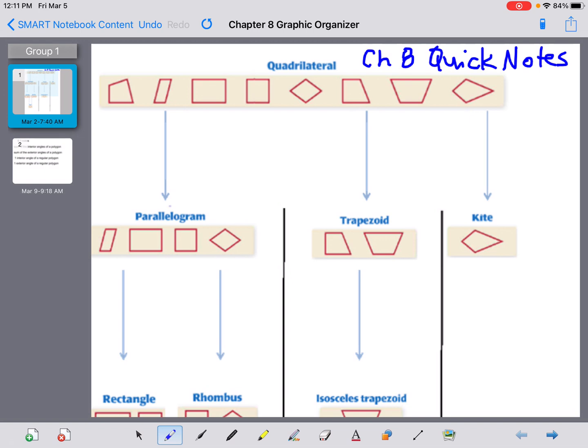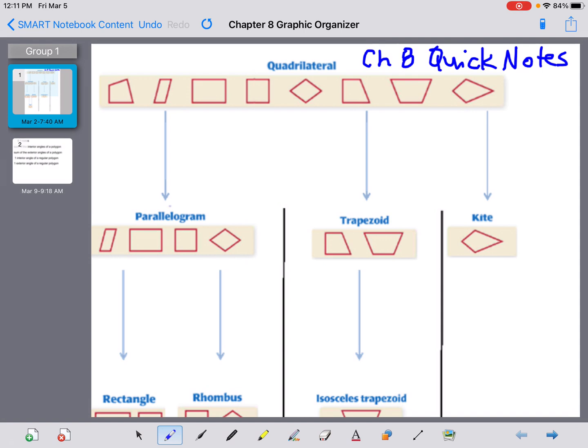So I decided to do this graphic organizer because so much of what we learned in Chapter 8 blends together, and what we learned in one section, we needed for the next section. As far as organizing and going through the different quadrilaterals, sometimes they share the same properties and sometimes they are different. Okay, so this is a way to organize and see how they are the same and how they are different. So our chapter is about quadrilaterals.